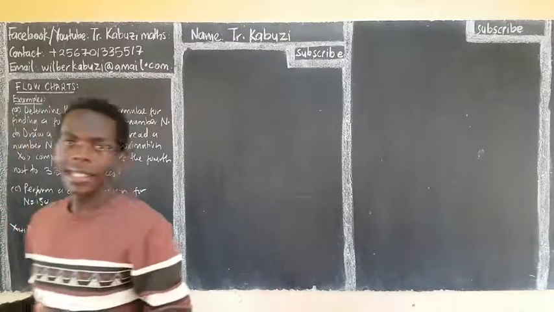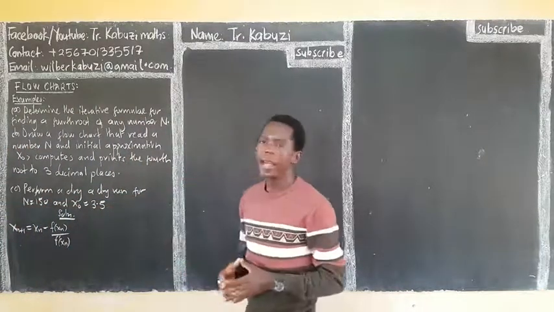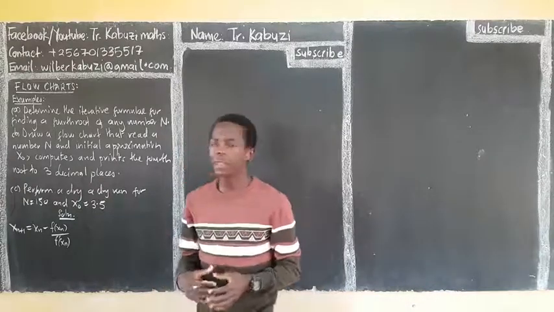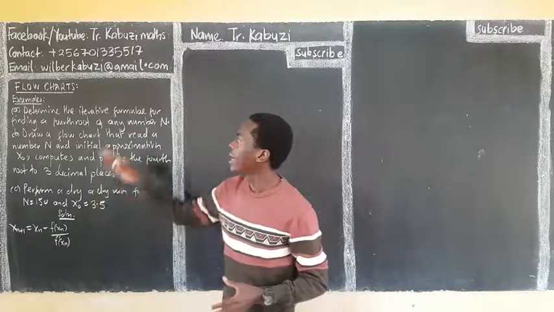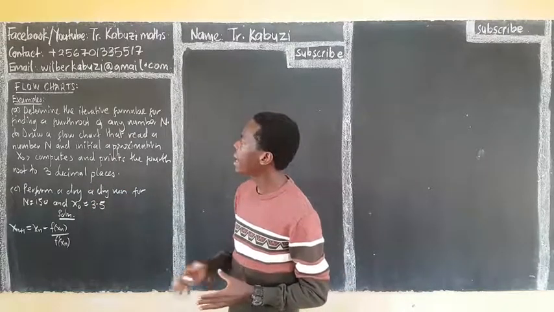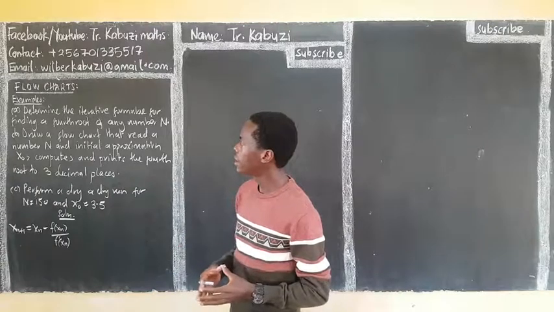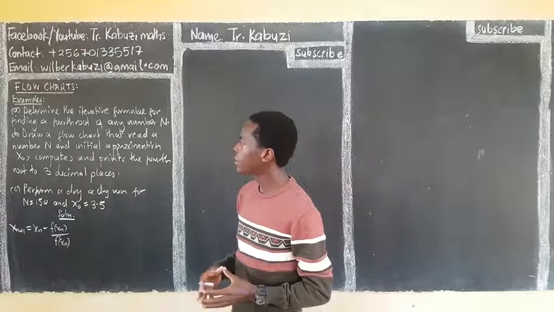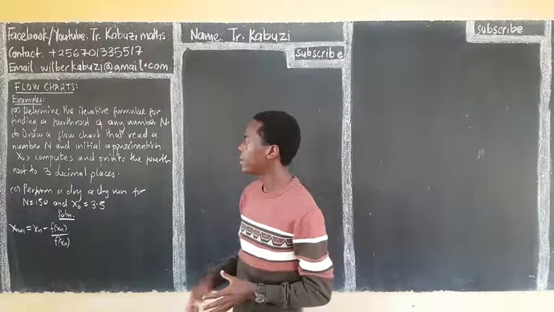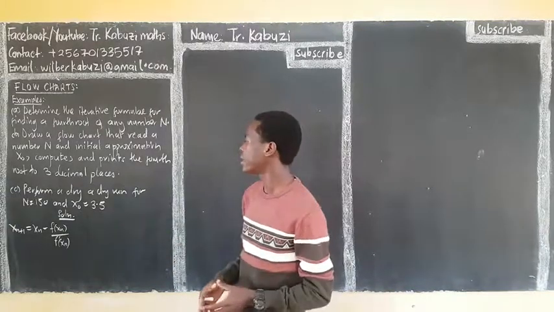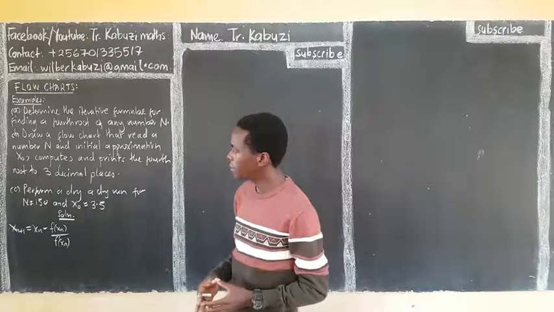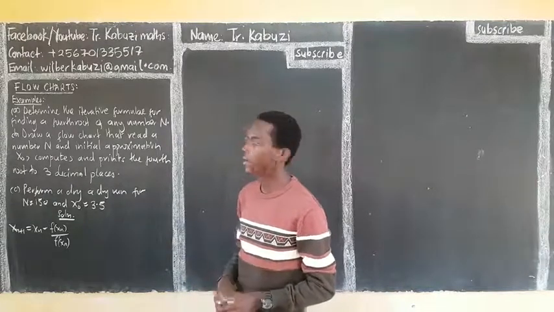So now members, in this example, we are going to see how we apply the Newton-Raphson method into flowcharts. So the question here is, determine the iterative formula for finding the fourth root of any number n. Draw a flowchart that reads n and the initial approximation x0, computes and prints the fourth root to 3 decimal places. In simple terms, they are giving us the tolerance. Then perform a dry run for n equal to 150 with an x0 equal to that.